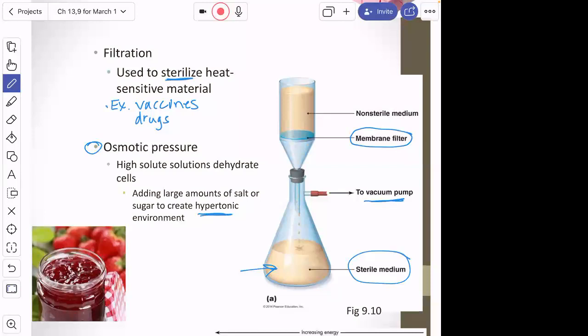So we actually preserve a lot of foods this way. Jam, for example, you add a lot of sugar to the fruit, not just because it tastes good, but because it's going to draw the water out of any microbes that might be in there to spoil it. Same thing, you add salt to meat, not just because it tastes good. I mean, it does dehydrate the meat as well, but we're interested in dehydrating the organisms that would spoil it.